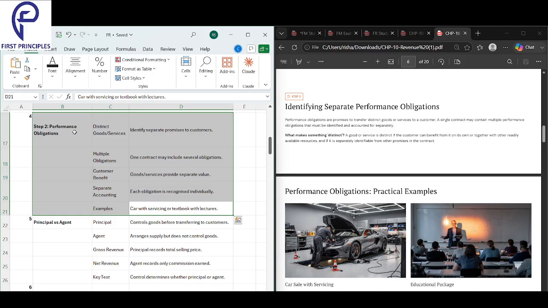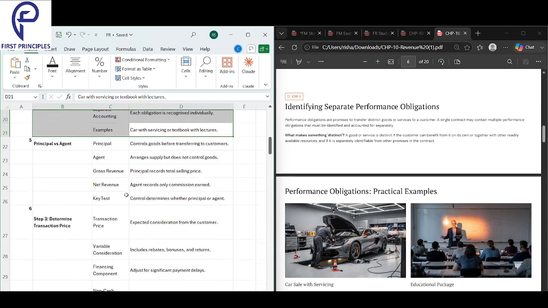And finally, identify separate promises to the customer. What are distinct goods and services? It breaks the contract into separate promises. In the example that we have taken, inside one contract, there can be separate promises. There can be multiple obligations. Customer benefits: goods and services create value. Separate accounting: each obligation is recognized individually. And then examples, car with servicing or textbook with lectures.